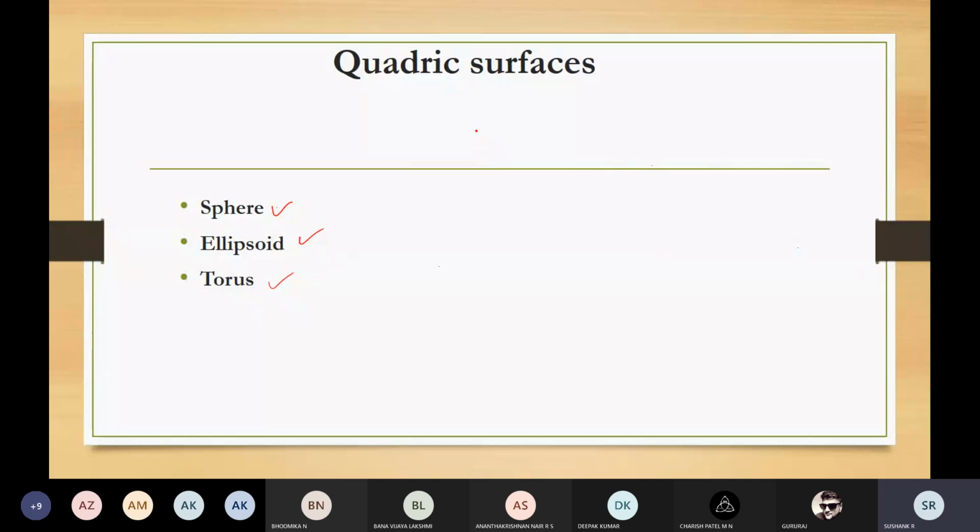What do we mean by ellipsoid? It's an extension of the spherical surfaces, but it has multiple radii, like a radius along the x-axis, a radius along the y-axis, and a radius along the z-axis. These three radii are perpendicular to each other, and they can have different values. For example, I will just draw this.